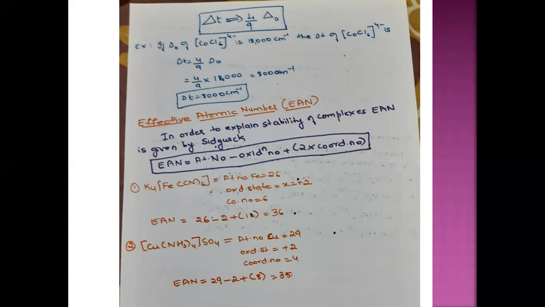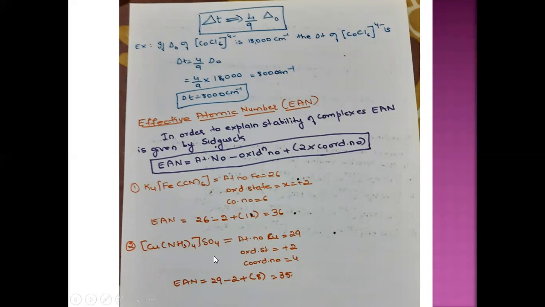So according to the EAN rule, if the EAN of a complex is equal to 36, it will obey the EAN rule, or it will acquire the next noble gas configuration. The next noble gas configuration is argon, neon, xenon, those are the noble gases, right? So if EAN is equal to 36, it can acquire the next stable gas configuration. That means if the EAN is 36, it will obey the EAN or Sidgwick rule.